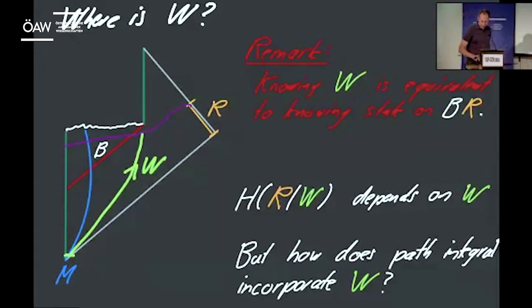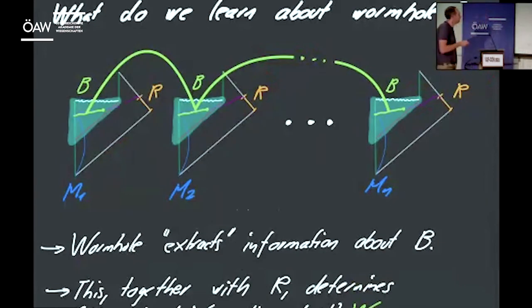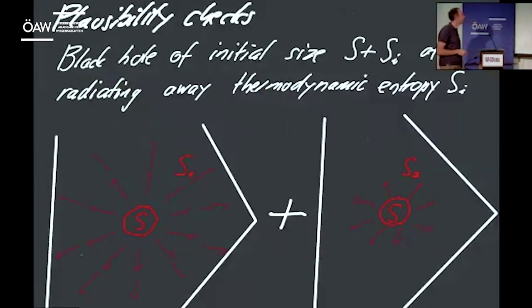So what the path integral formalism actually does with these wormholes is it extracts the information about B, and R is anyway on the outside. So together with R, it extracts the relevant information about W. So the meaning of the wormholes that appear in a magic way, or the purpose of them, is to get this information about the hidden dynamics, which is in the black hole. So they somehow extract that.